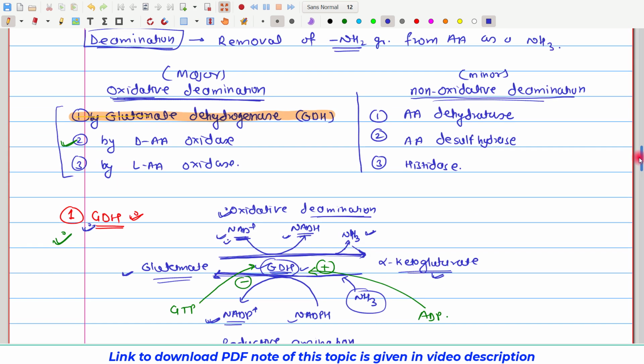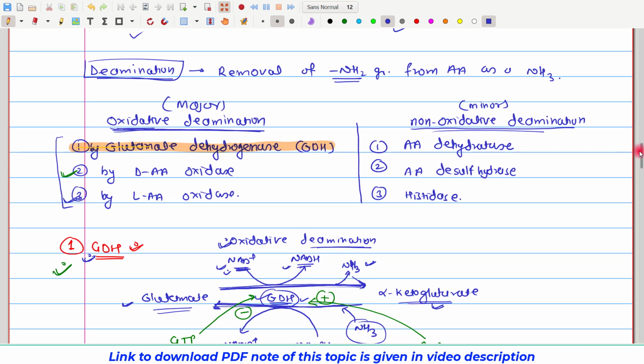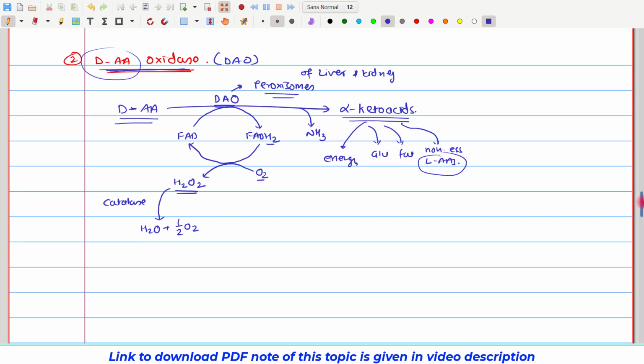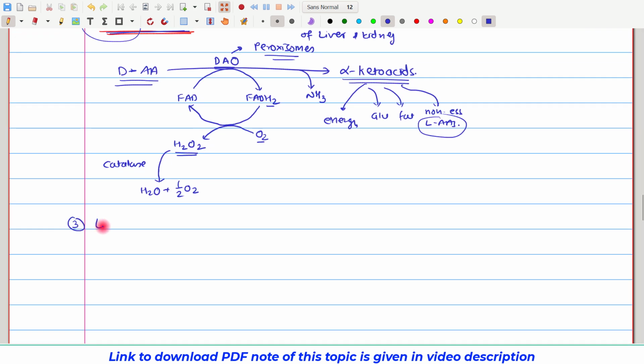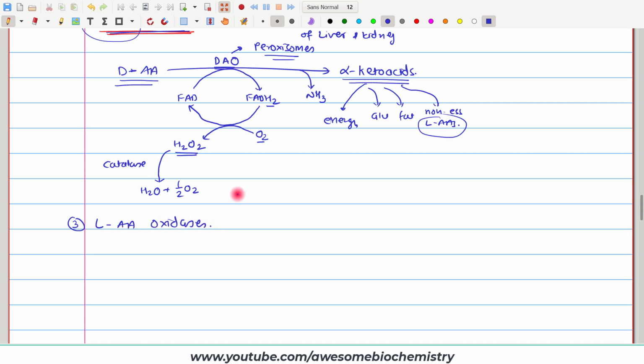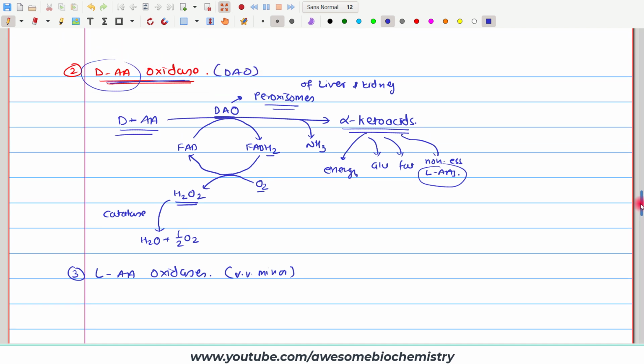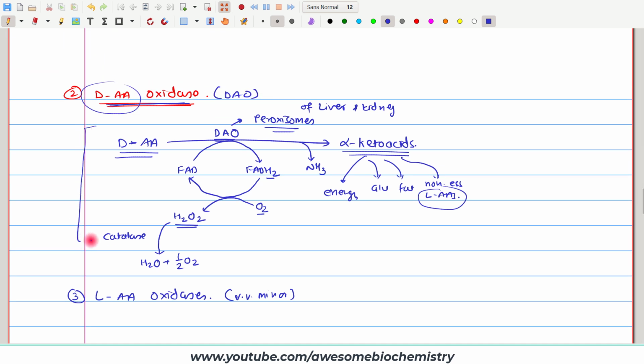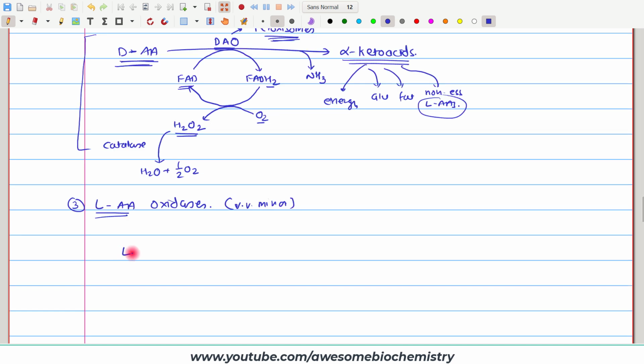Let us look at the third deamination mechanism, that is L amino acid oxidase. Now, L amino acid oxidase plays a very minor role in amino acid metabolism. Their mechanism of action is almost similar to D amino acid oxidase. So, L amino acids get converted by L amino acid oxidase to alpha keto acids. This alpha keto acid may have the same fate like this.